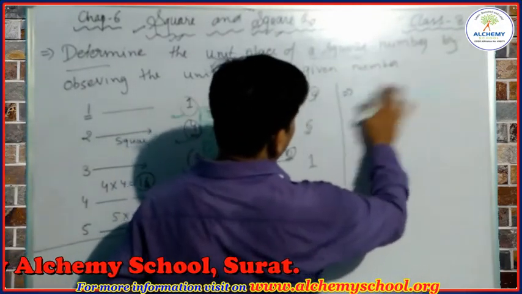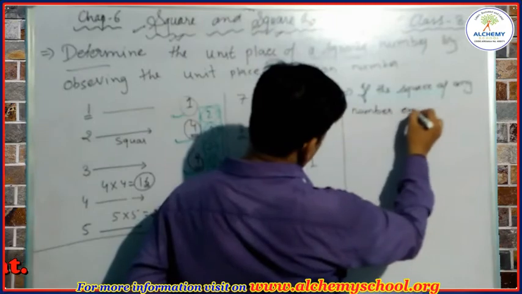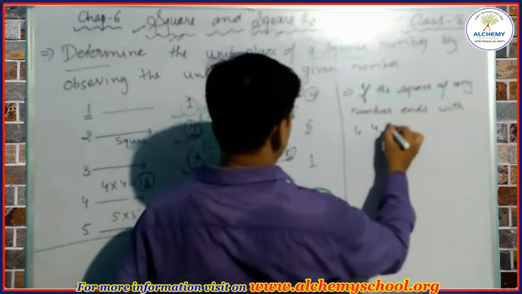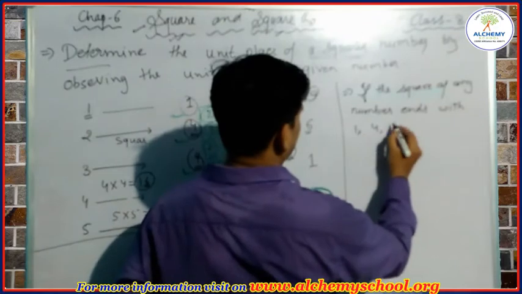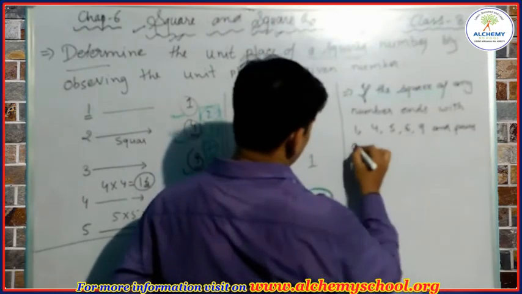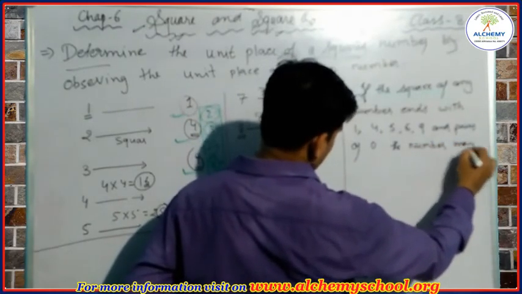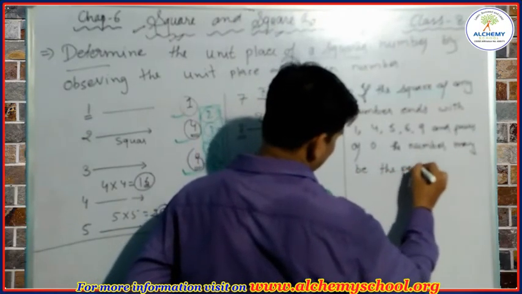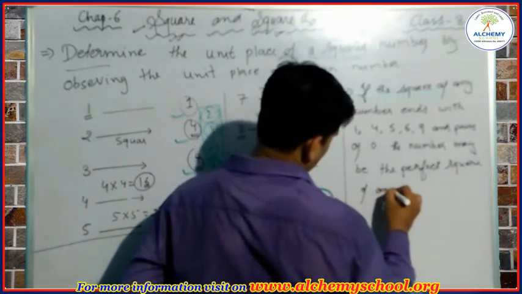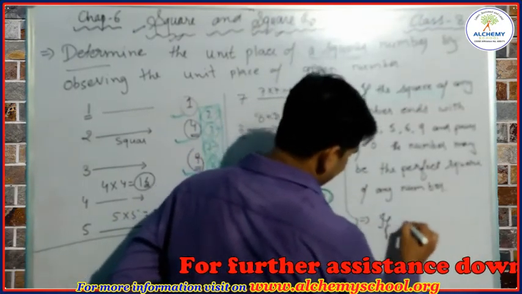So we can write here, if any number ends with 1, 4, 9, 5, 6 and pairs of 0, the number may be the perfect square of any number.